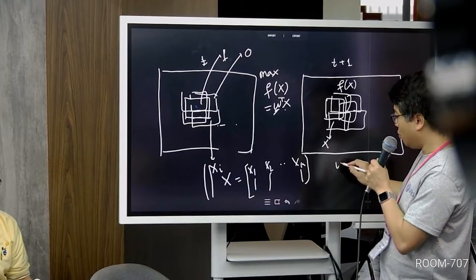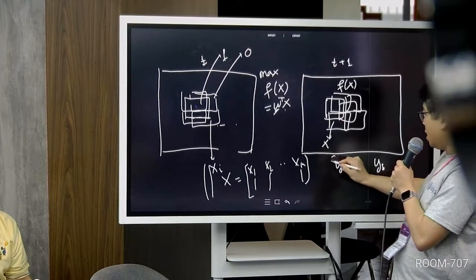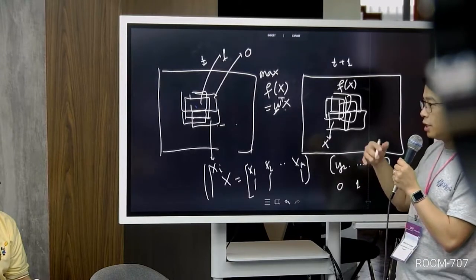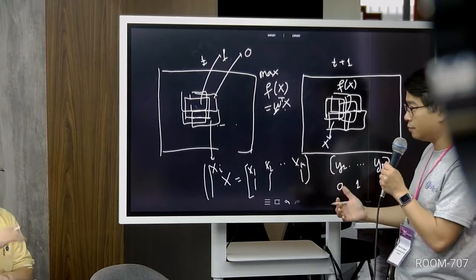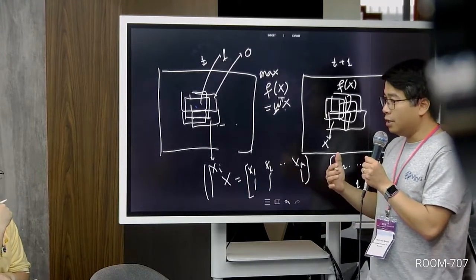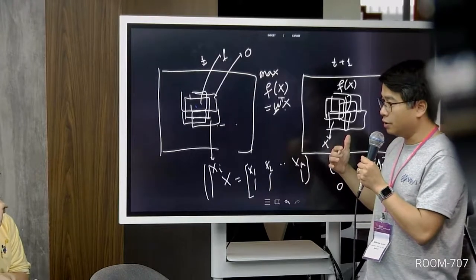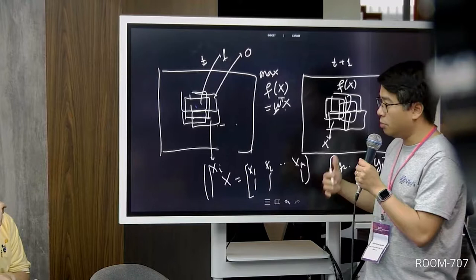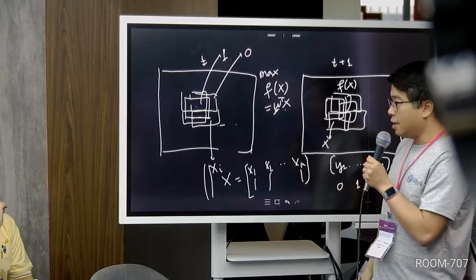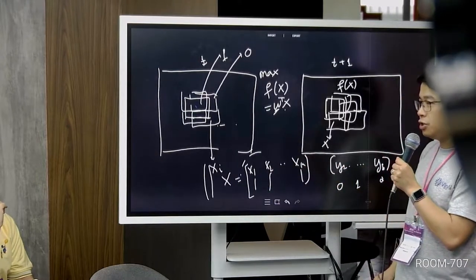And the target is y1 through yk, and most of them are zero, except the one that corresponds to the exact location of object A1. For ridge regression, this problem has a closed form solution, but you still have a big matrix that you need to invert. However, the matrix X here has a certain structure.